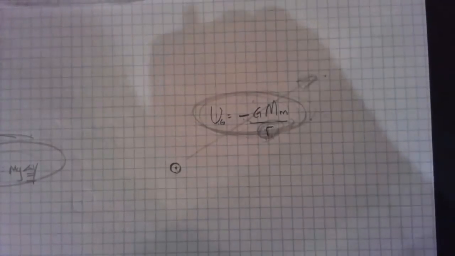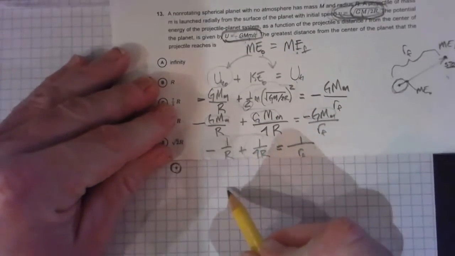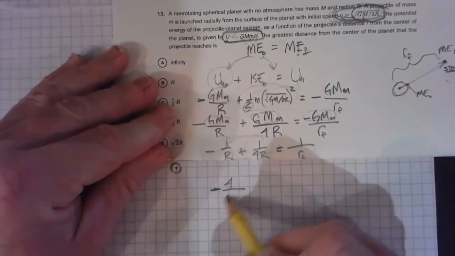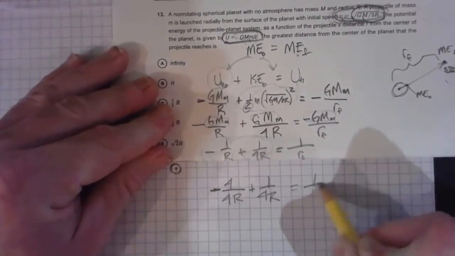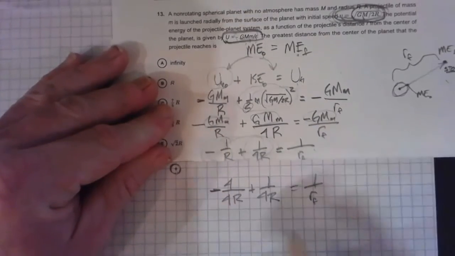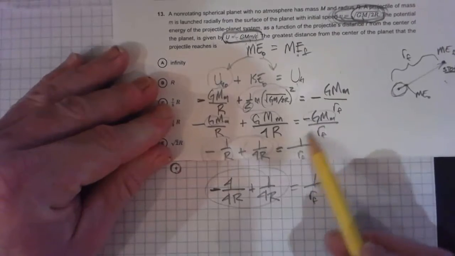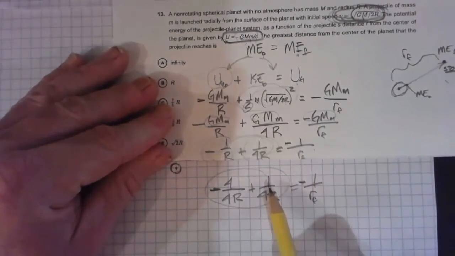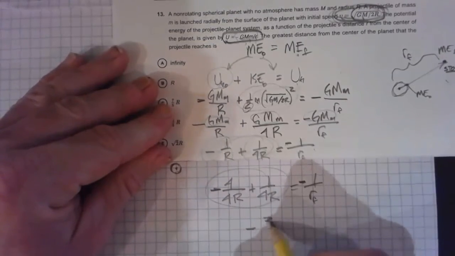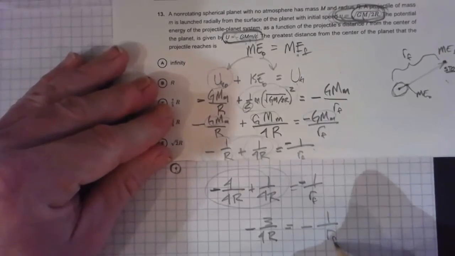So there we go. So I'm going to multiply top and bottom of this by 4. So I'm going to have negative 4 over 4R plus 1 over 4R equals 1 over little r final. And by the way, I lost my negative over here. You see that? There's a negative here, and I lost it. I'm going to put it back. Here we go. So negative 4 and a positive 1. That's negative 3 over 4R equals negative 1 over r final.